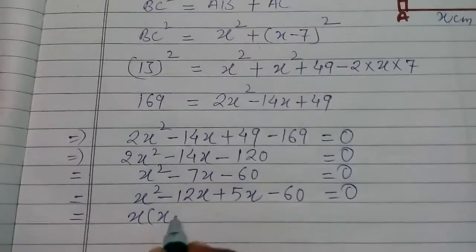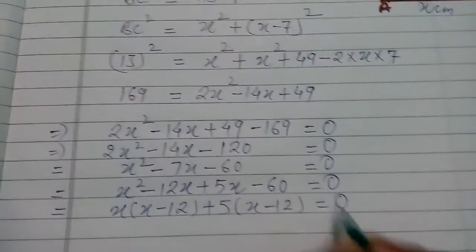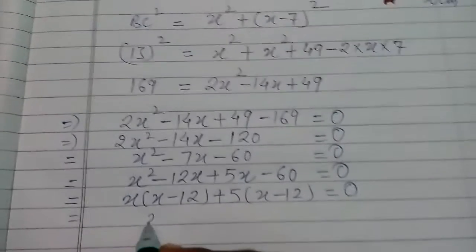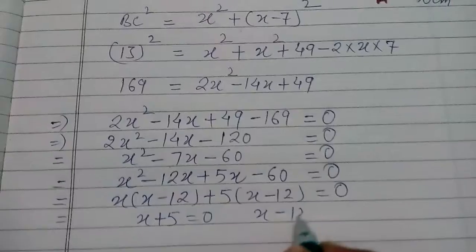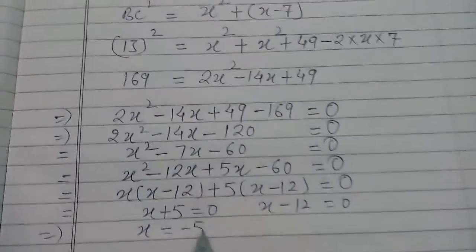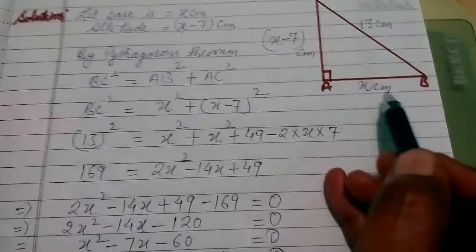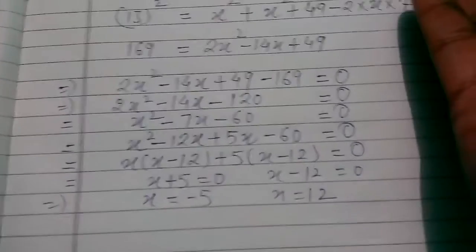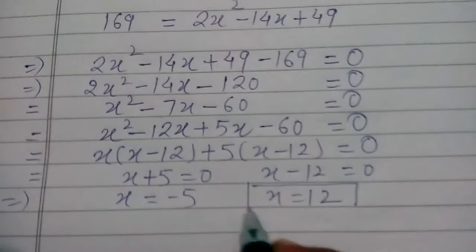Now take the common, so you'll get x plus 5 times x minus 12, which is equal to 0. Okay, this further implies what? x plus 5 is equal to 0 and x minus 12 is equal to 0, and this further implies x is equal to minus 5 and x is equal to 12. Now you can see that we are talking about the length, and the length of this triangle cannot be negative, so we have to reject this minus 5, so the value of x will be 12.